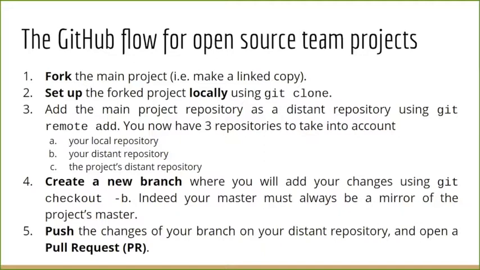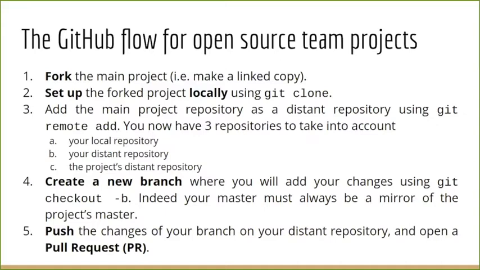And now what you can do to add a contribution to the codebase is to create a new branch where you will add your changes corresponding to the features that you're adding or to the bug that you're fixing. And this is the reason why you shouldn't code on master, because master should always be a mirror of the original project. And finally, to end your contribution, once you've added all the things you need, you can push the changes of your branch on your distant repository and open a pull request. Thankfully, on GitHub, it's very easy to do and it's pretty well integrated. You will see that in the practical session.